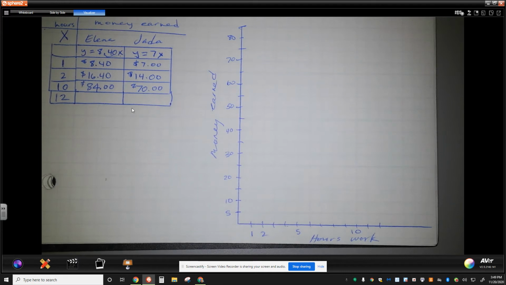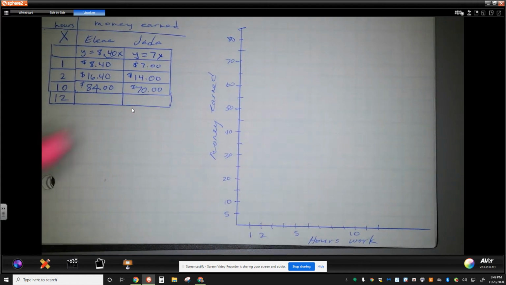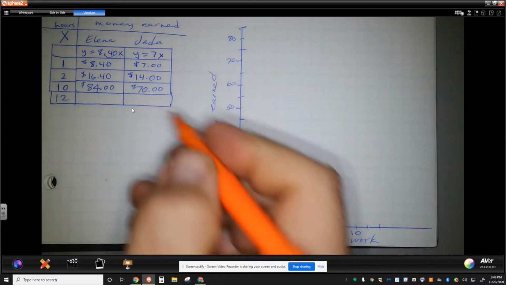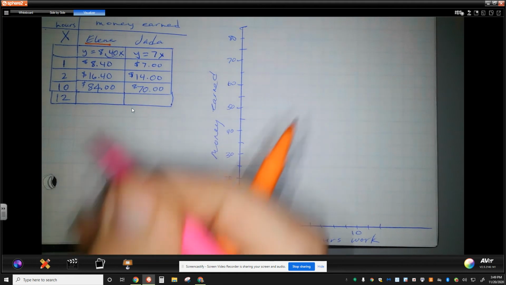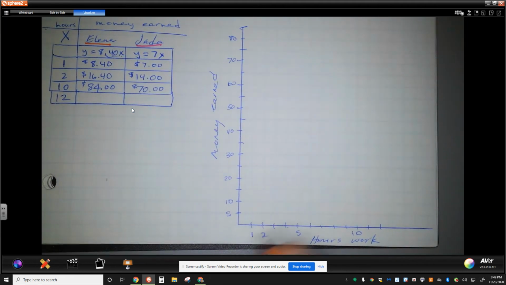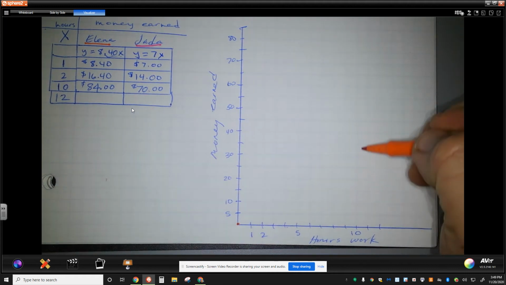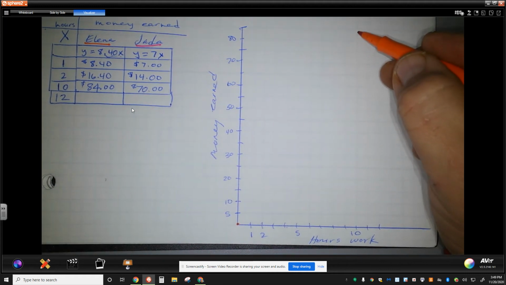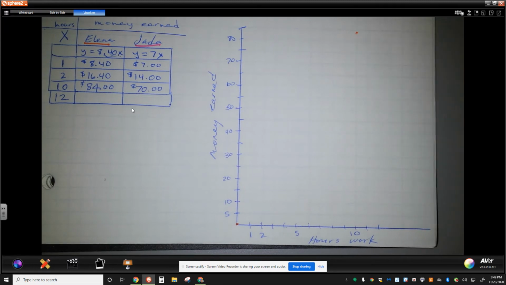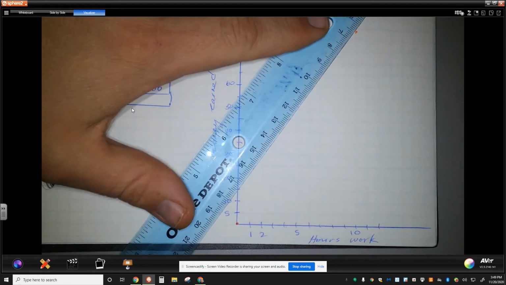But remember, there's two different girls here. So that means there's two different sets of data, two different equations, which means I'm going to use two different colors to draw two different lines. We're going to make Elena orange and Jada pink. If Elena and Jada both work for 0 hours, guess what? They get $0. So Elena needs to go up here after 10 hours to $84. All the way up here is 80, 84, somewhere really close to the top. And we'll go ahead and draw her graph.